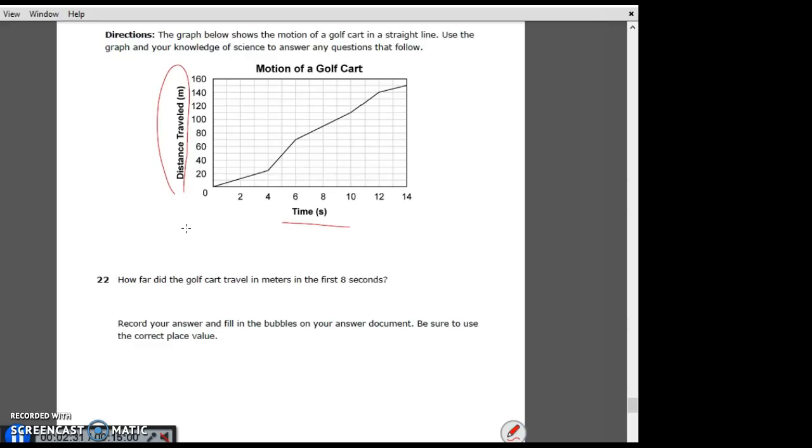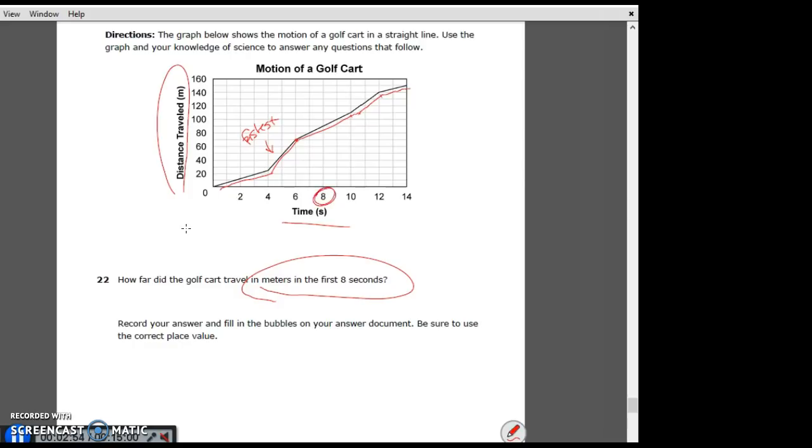Again, moving away right here, moving away at a much faster speed. It slows down but is still moving away, moves away a little bit faster, and is still moving away. So the fastest one is going to be this little section right here because, again, it is the steepest. How far did the golf cart travel in meters for the first 8 seconds?